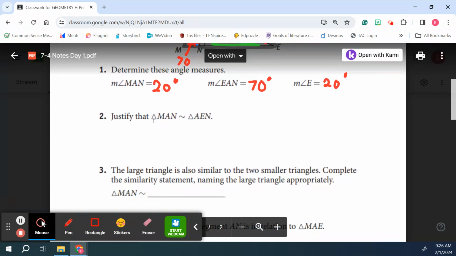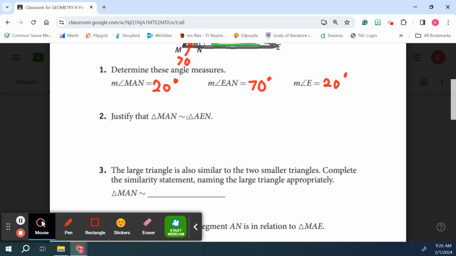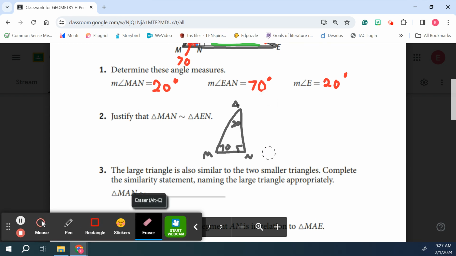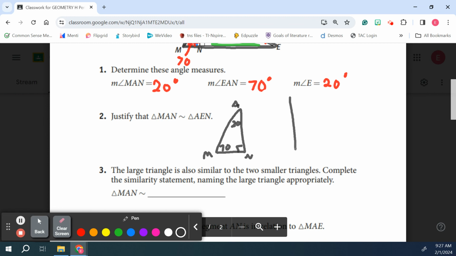It says justify that triangle MAN is similar to ANE. Now here's what I'm going to do. I'm going to draw these three triangles out. That's actually going to help me with number 5 in a few minutes. This just has the space for it. So this is my little guy. I'm going to put M, here's A, here's N, and we know that this is 70, this is 20. My medium-sized guy, oops, sorry.